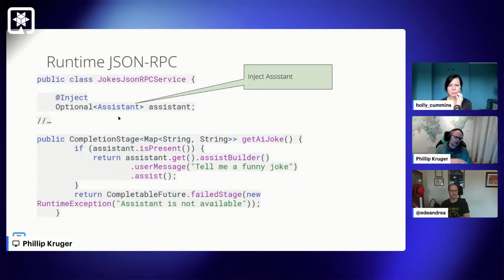But I'll show you later how, when you code your UI, you can make sure that it never even gets to this error that you see here. But yeah, now I can use the assistant. So I can say, again, this is a basic one, I get the builder. I just say, tell me a funny joke and assist.